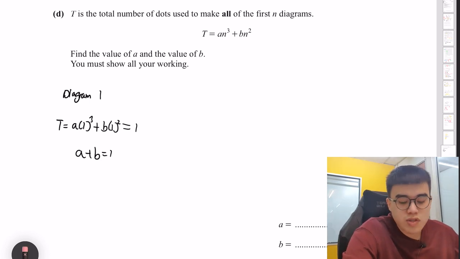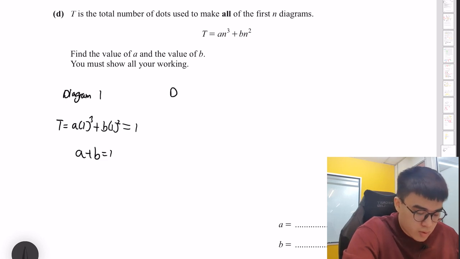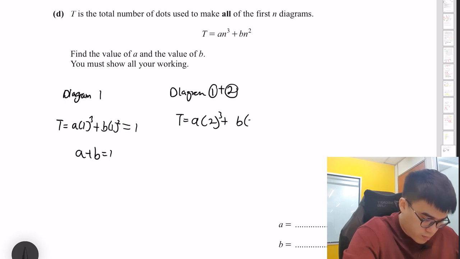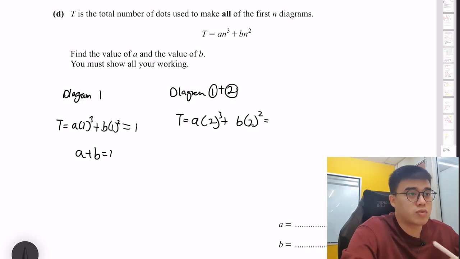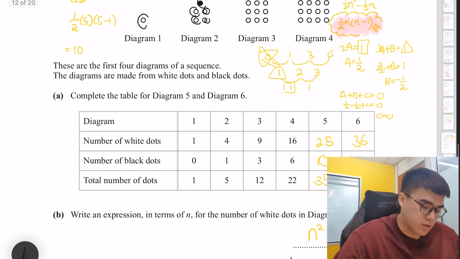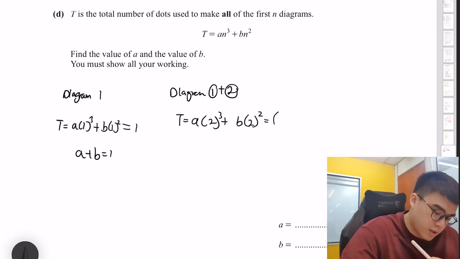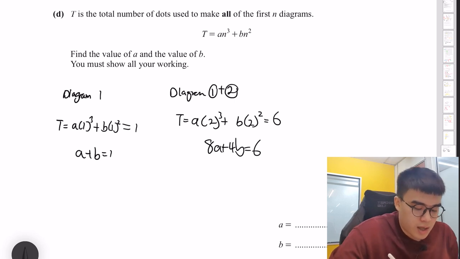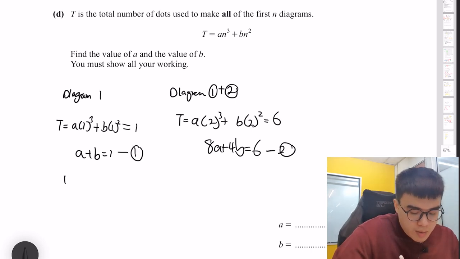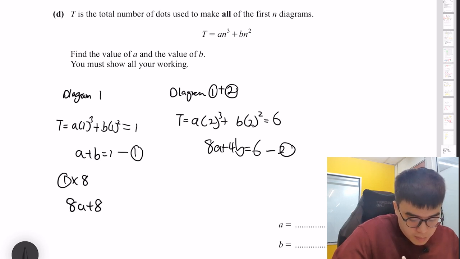If we were to look at the first two graph, which is diagram 1 plus diagram 2, so we have a total number of how many dots then? So in diagram 2, there is a total of 6 dots, regardless of their color. So 8a plus 4b equals to 6. So by running the calculation, I can use simultaneous here. I'll be using elimination, where I take 1 multiplying by 8. So I get 8a plus 8b equals to 8.